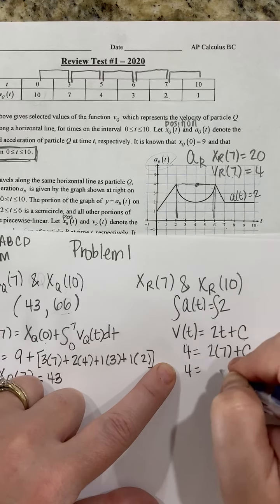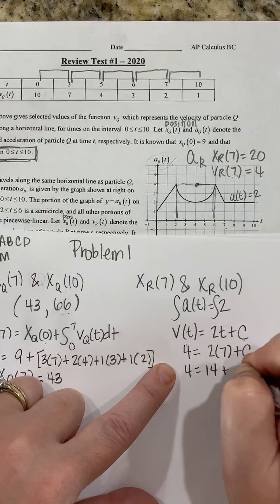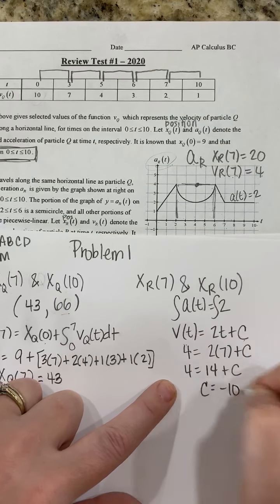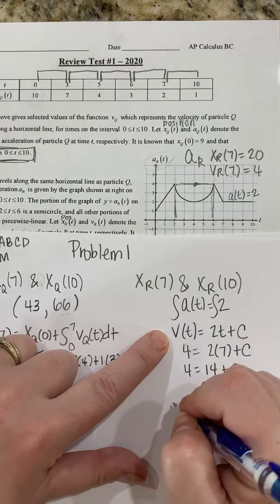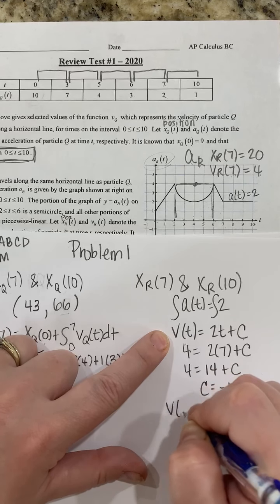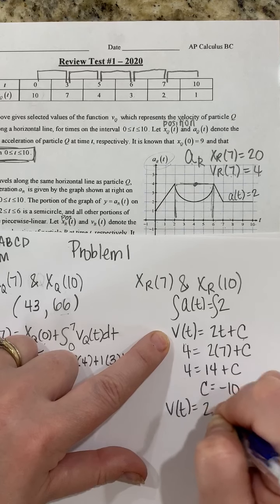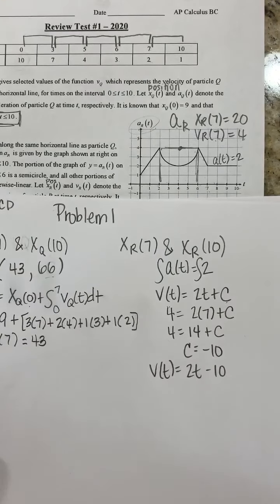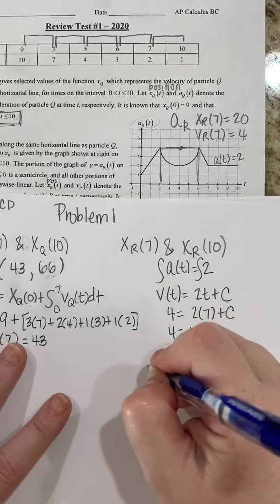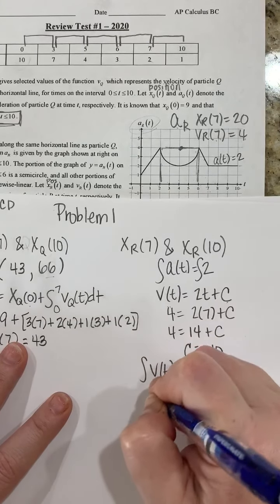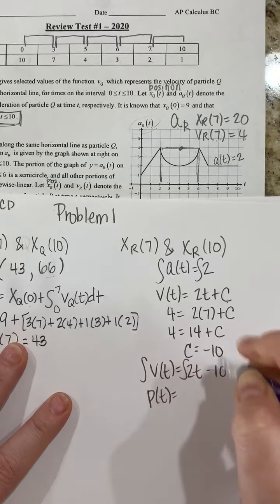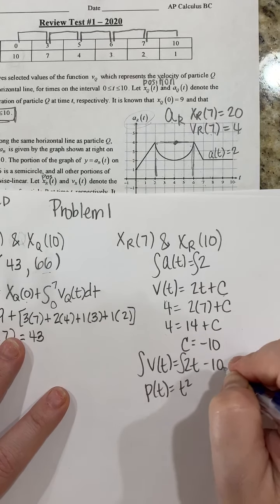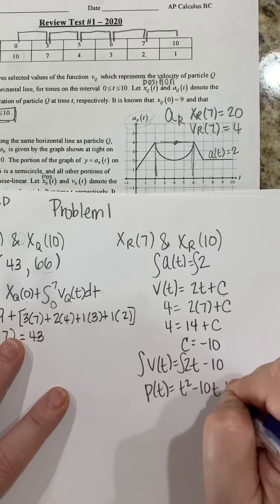So my velocity is 4 when my time is 7. So 4 is equal to 14 plus c. So c is equal to -10. So now I have a velocity function. My velocity at time t is 2t minus 10. Trying to get to position. Well, integrate. My position is equal to 2t squared over 2, so t squared minus 10t plus c.